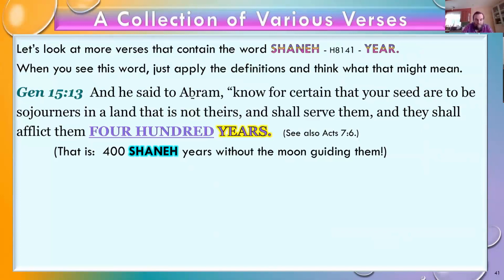Genesis 15:13. And he said to Abram, know for certain that your seed are to be sojourners in a land that is not theirs, and shall serve them, and they shall afflict them 400 Shana. And you'll see another witness to that in Acts 7:6. So there is 400 consecutive, sequentially operating years. There is no chance of a lunar year in that 400 years, because each one is designated as 400 Shana years. That is Tequfah to Tequfah. No lunar system there.